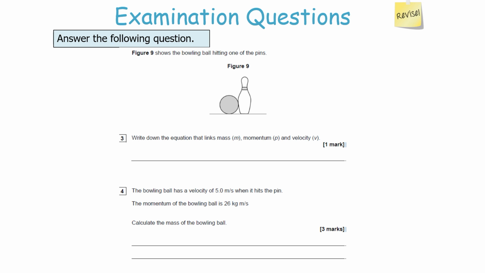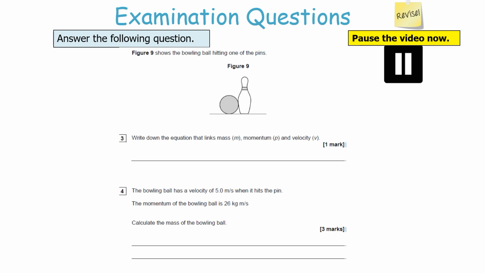In our next question, it says figure 9 shows the bowling ball hitting one of the pins. Firstly, write down the equation that links mass, momentum and velocity. Then secondly, the bowling ball has a velocity of 5 meters per second when it hits the pin. The momentum of the bowling ball is 26 kilogram meters per second. Calculate the mass of the bowling ball. So pause the video now, then unpause the video when you want to go through your answer.